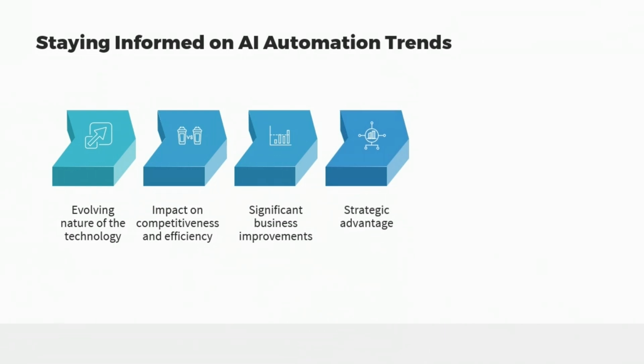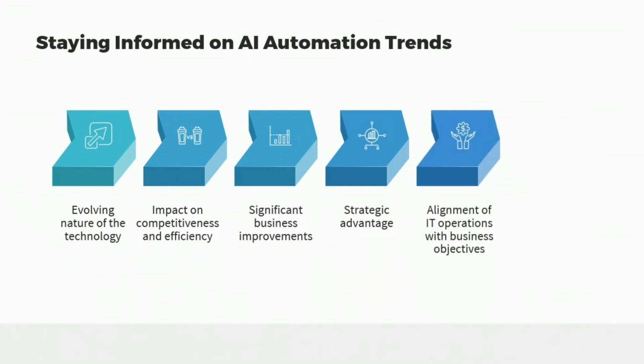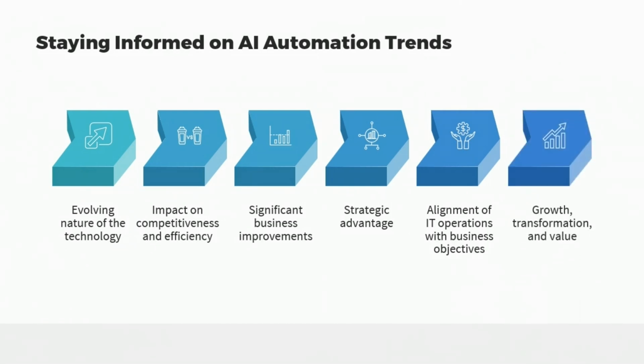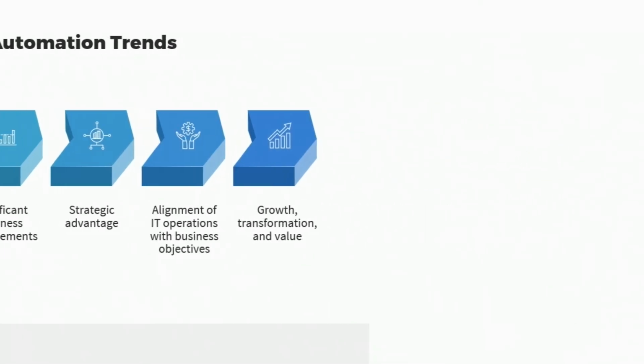We can also leverage insights from AI automation trends to gain a strategic advantage over competitors and position their organization for long-term success. Another reason to stay informed is ensuring that AI automation initiatives are closely aligned with your broader business objectives and priorities to maximize their impact and value on your organization. You also need to recognize that AI automation is a catalyst for organizational growth, digital transformation, and value creation across different industries and sectors.